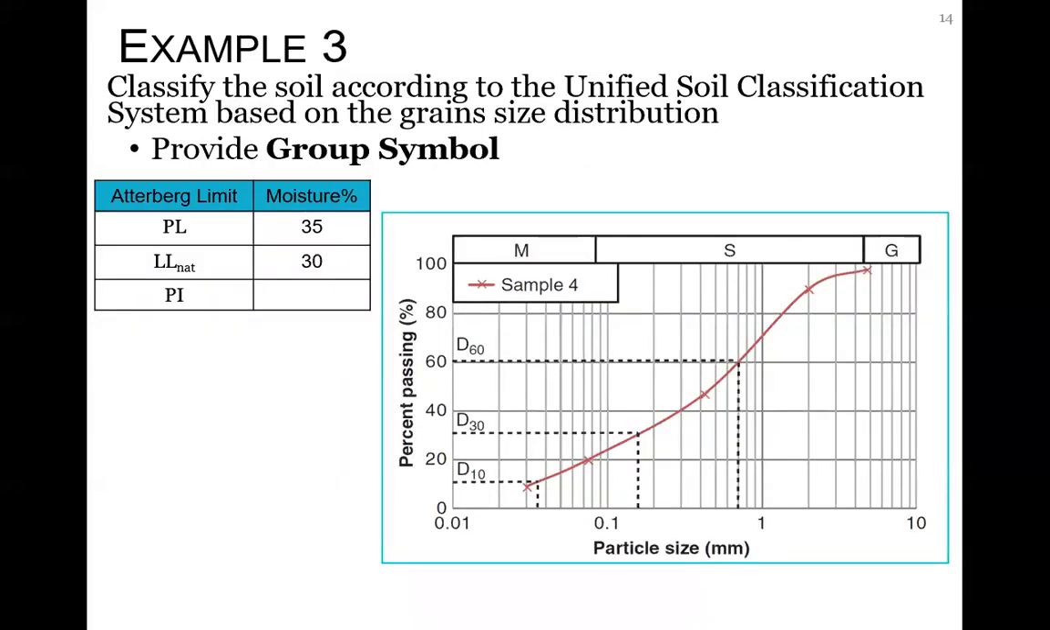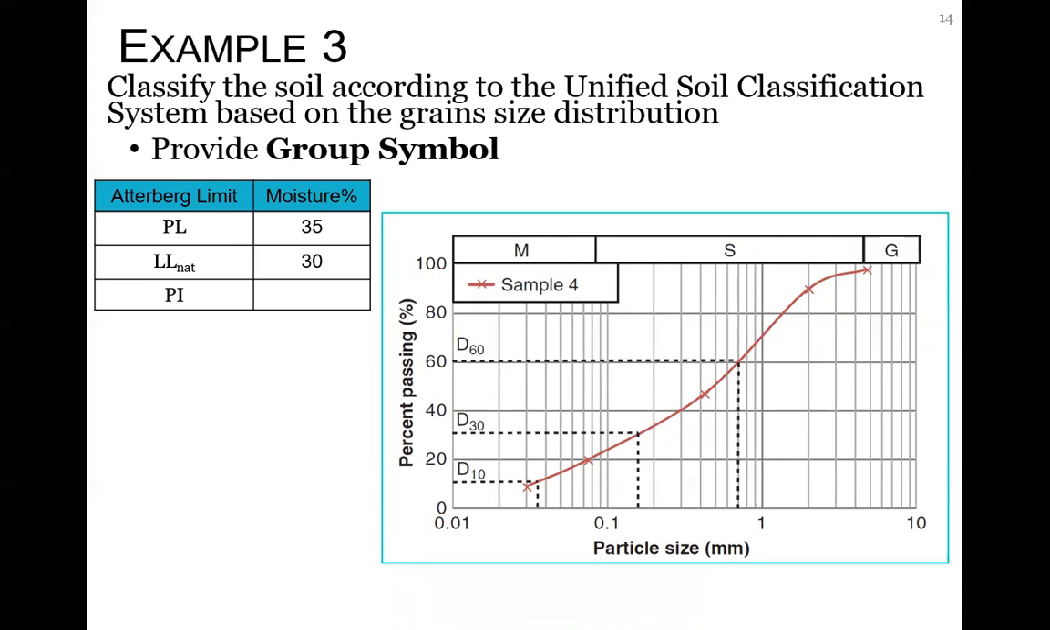All right, so the next one: classify the soil according to the USCS system, and we're just asking to provide the group symbol for this. We're just given the grain size distribution curve, which is normal sometimes, like your lab tech would just do the test. They'd give you the grain size distribution, and then you'd have to determine the actual classification based off of that.